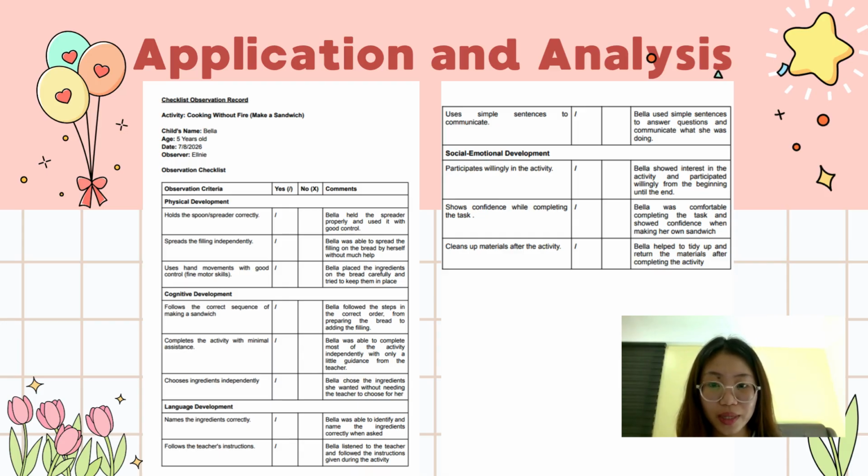So now I will explain about the application and analysis. For our observation, we use two types of observation records, which are checklist and anecdotal record. However, for my part, I will be focusing on the checklist observation. For the checklist, we observed Bella, who is 5 years old, while she was making her own sandwich. The checklist focuses on four areas, which are physical, cognitive, language, and social emotional development.